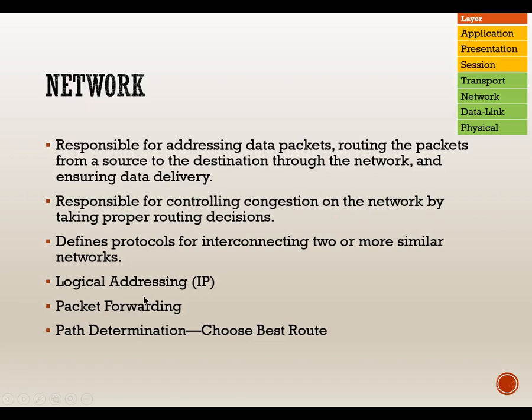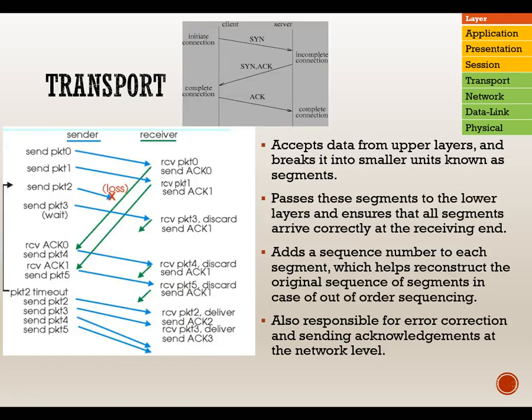Welcome back. What we're going to do is continue with the OSI model we left off with, the network. The next layer up, and we're just going from the bottom up, is the transport layer. It accepts data from the upper layers and breaks it into smaller units known as segments.